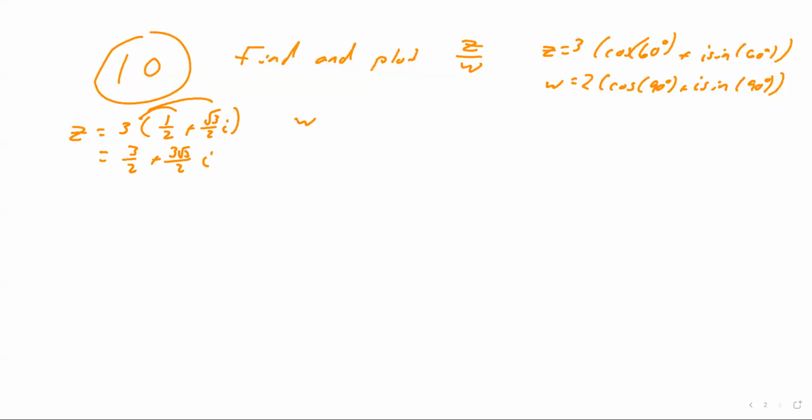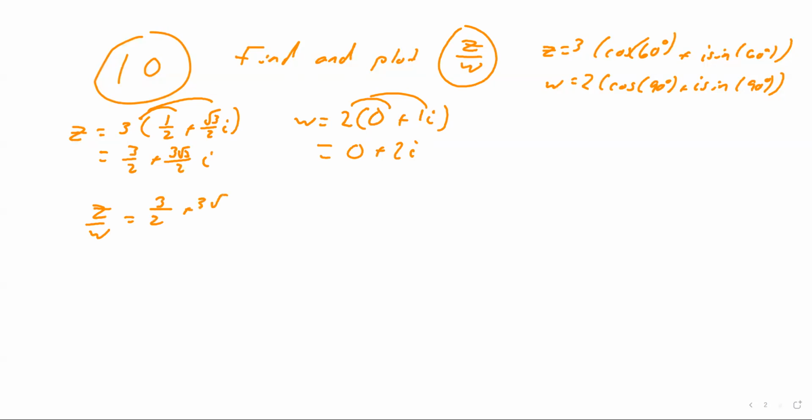Let me do some pre-work with the W. What is cosine of 90? Just 0. And then sine of 90 is 1. Distribute out. This is going to be a nice one. 2 times 0 is 0, and 2 times 1i is 2i. So now that I have it in a nice rectangular form, now I can do this math. So Z divided by W would then be 3/2 plus 3 square roots of 3/2 i, over 2i.